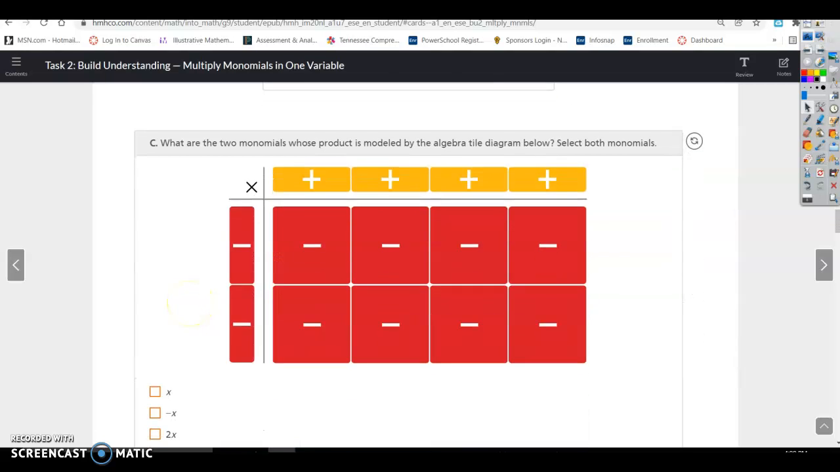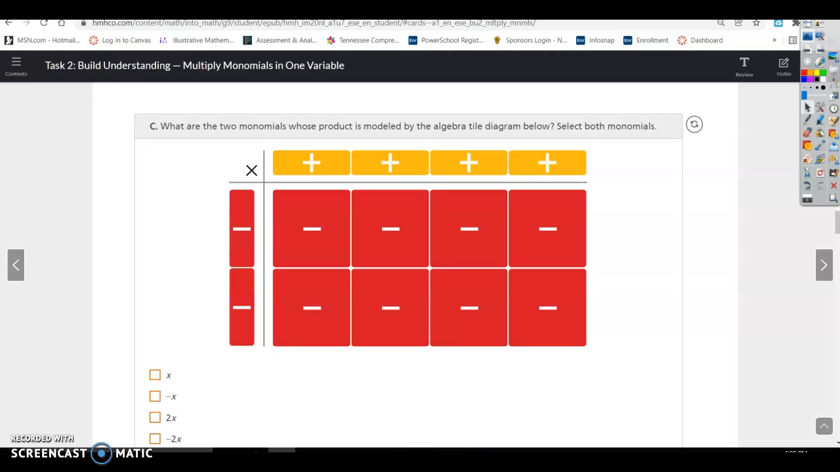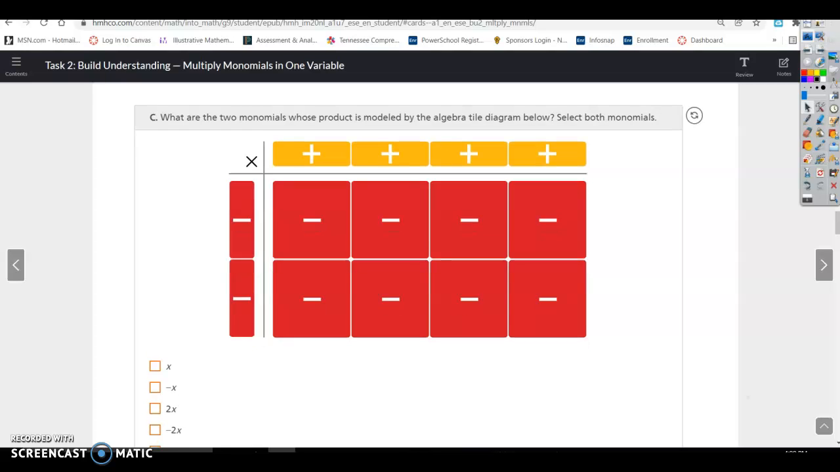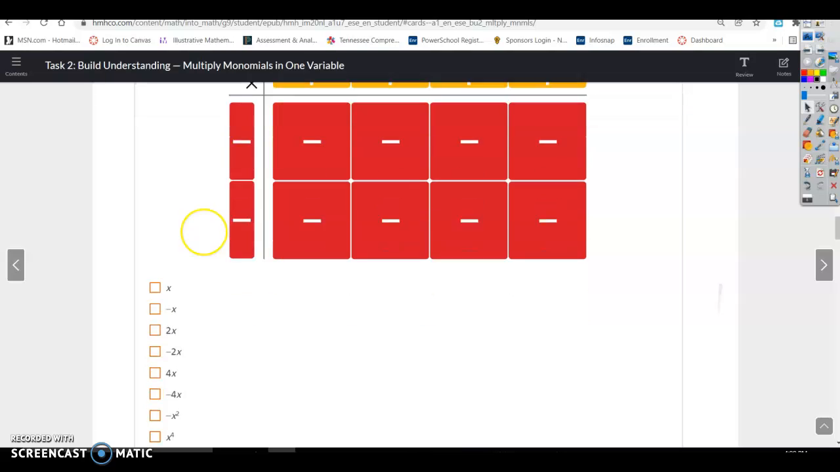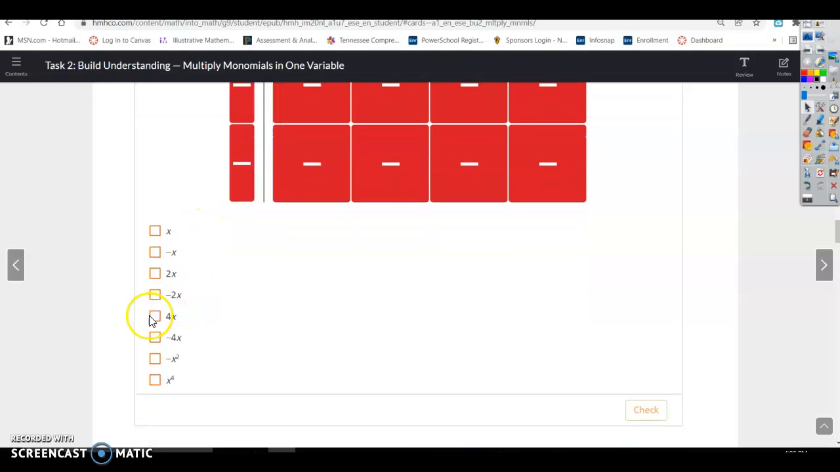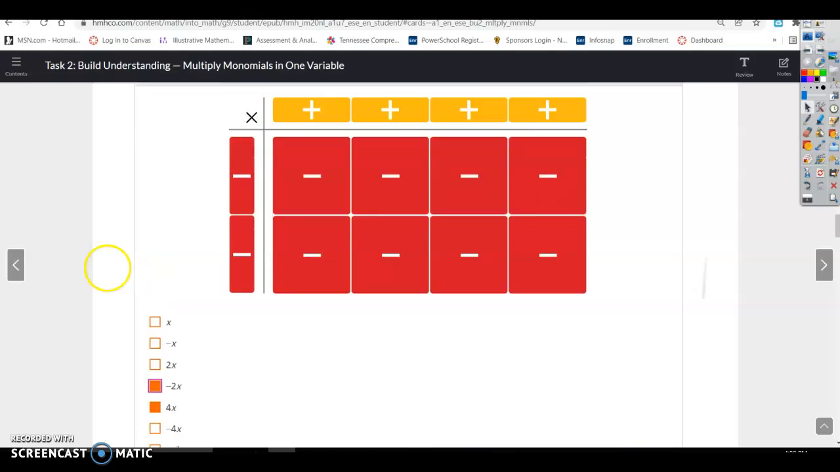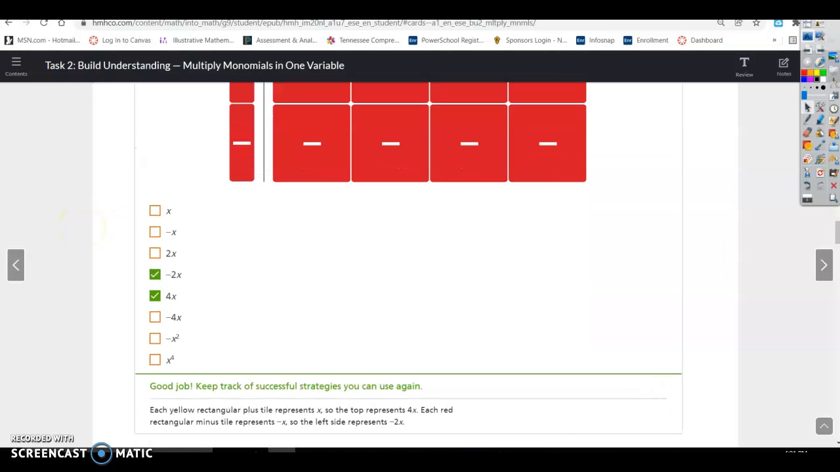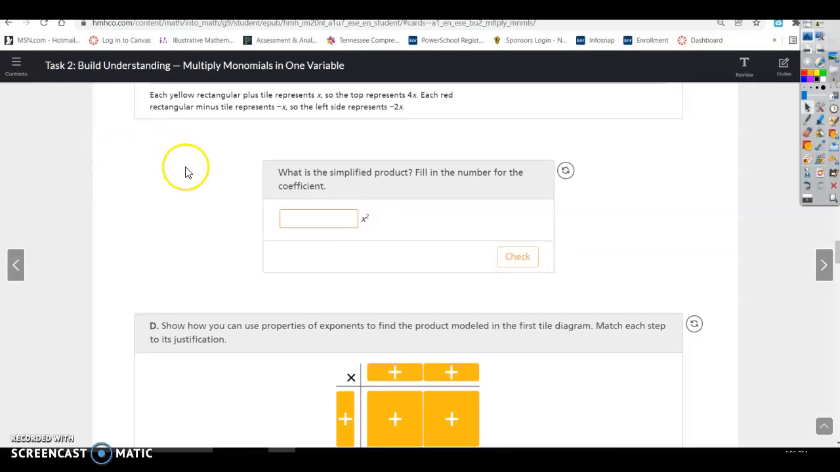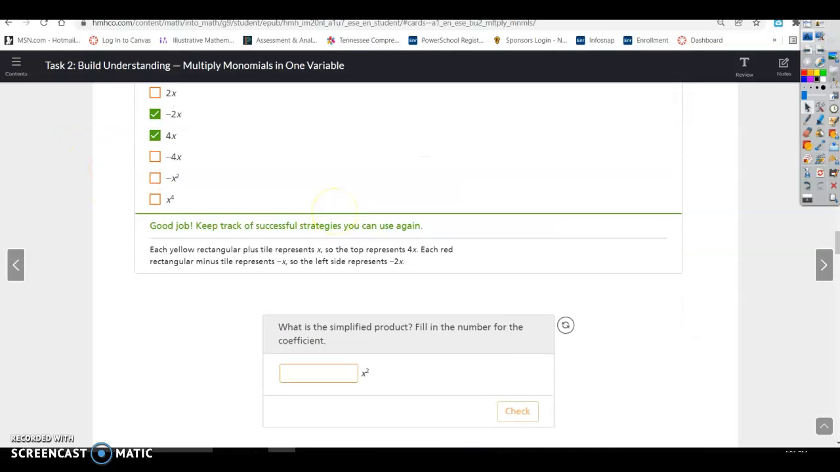And then it says, what are two monomials whose product is modeled by the algebra tile diagram below? All right, so we've got 4 x's and negative 2 x's. So we've got 4x and negative 2x. So the negatives, remember, those are still rectangular shapes, so they're still x's, but they're negative, and then 4 positive x's. What is the simplified product? Well, 4 times negative 2 would be negative 8.